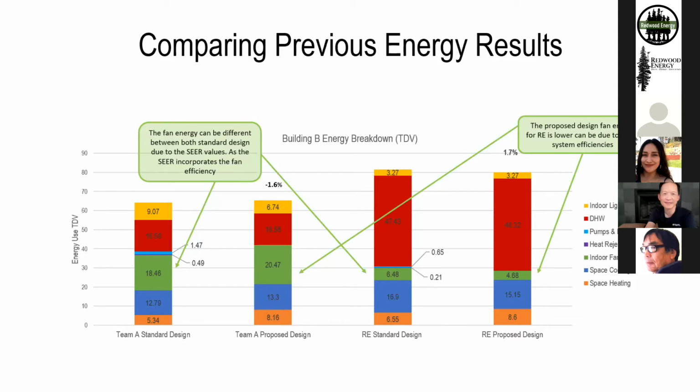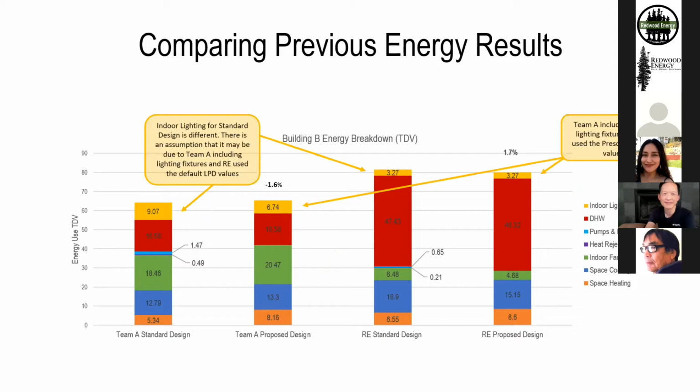For fan energy, again, there's a huge difference between the standard design for Team A and Redwood Energy. This again can be due to the change in the natural gas available, but also the SEER values that incorporate the fan efficiency. That's something I learned recently, so thank you, Sean. Also, the proposed design fan energy for Redwood Energy is much lower than Team A, and that can be due to the HVAC efficiencies.